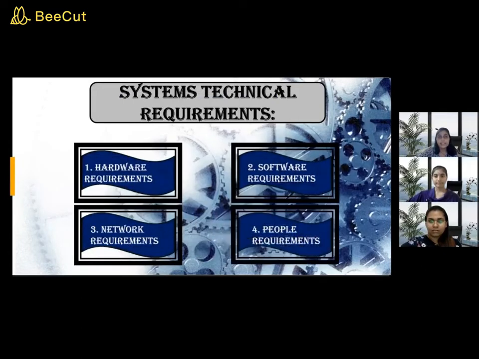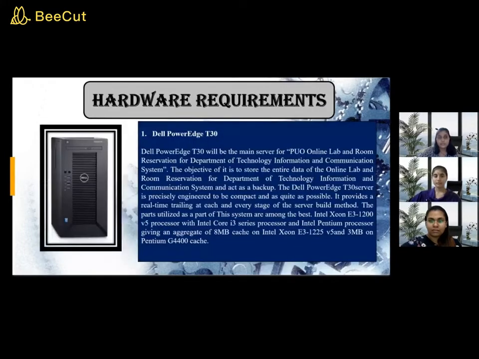Next, let's see the system technical requirements. First is hardware requirements. Second, software requirements. Third, network requirements. And fourth is people requirements. First, let's look at hardware requirements.